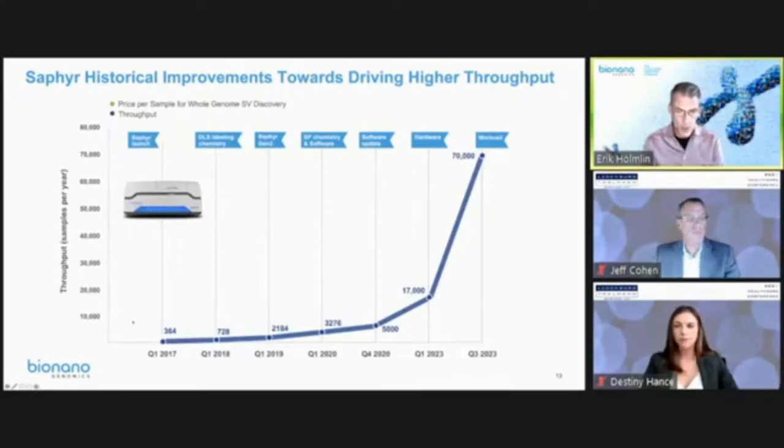If you look at the historical throughput increases that we've been able to achieve, about 14-fold increase since the launch of the Saphyr system. We're up to about 5,000 samples per year now, but we're forecasting a new system that will take that up by another factor of 14. First, through an intermediate step that'll be available to the market in the first quarter of 2023. And then a second innovation that will gang several of those systems together to produce finally 70,000 samples per year.